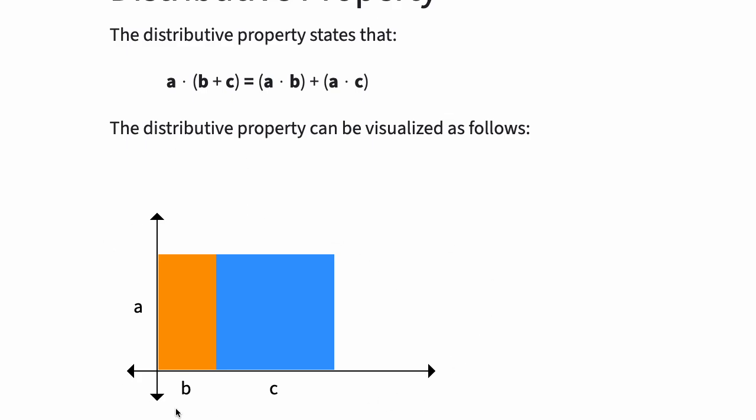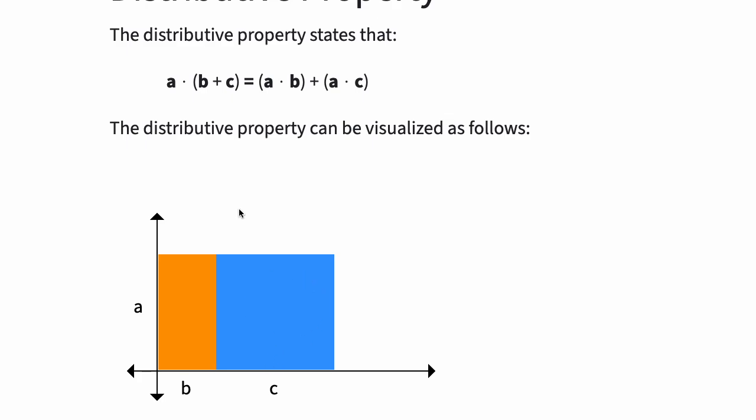The width of the orange rectangle is B and the height is A. Thus, the area of the orange rectangle is A times B. The width of the blue rectangle is C and the height is again A. Thus, the area of the blue rectangle is A times C. Then the total area is A times B plus A times C.